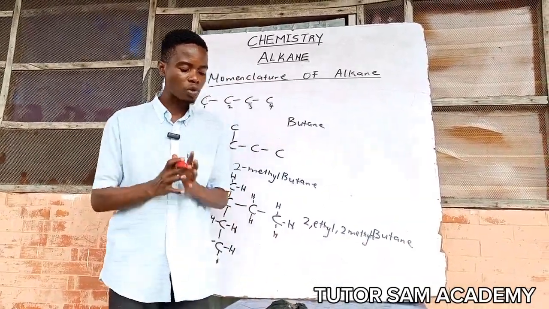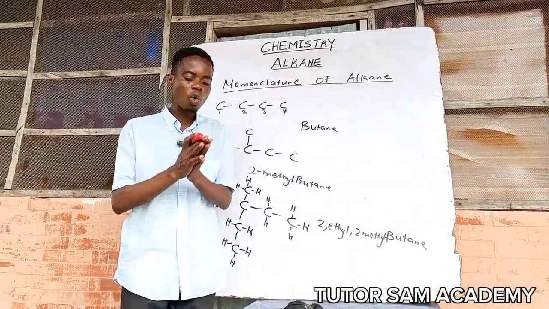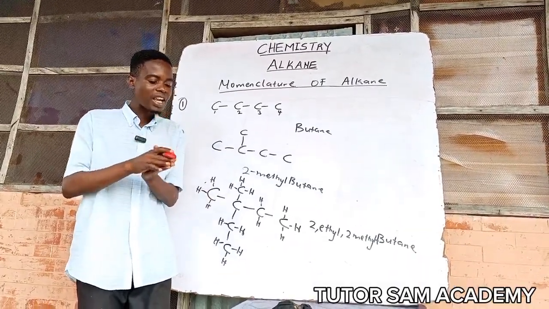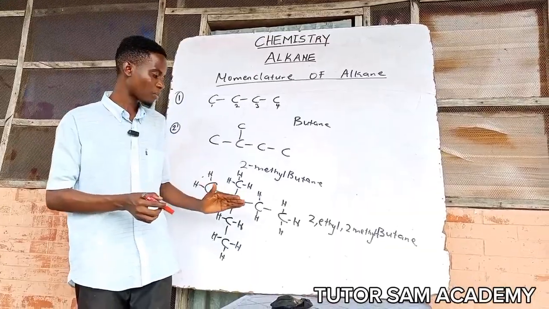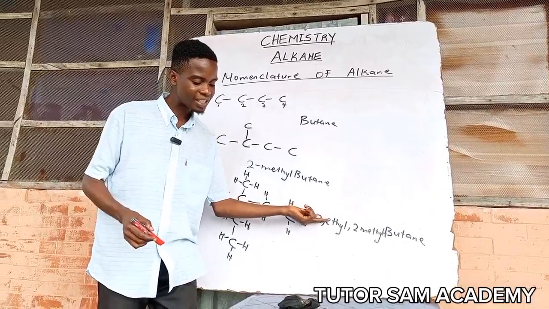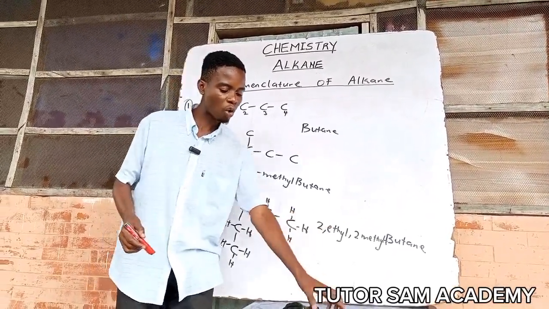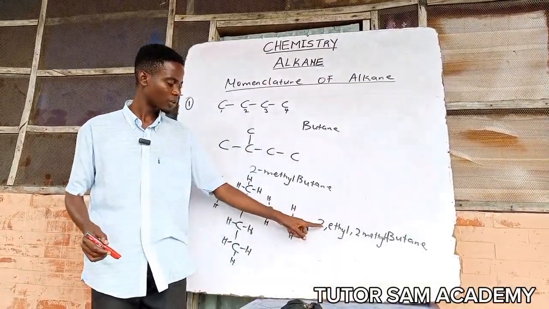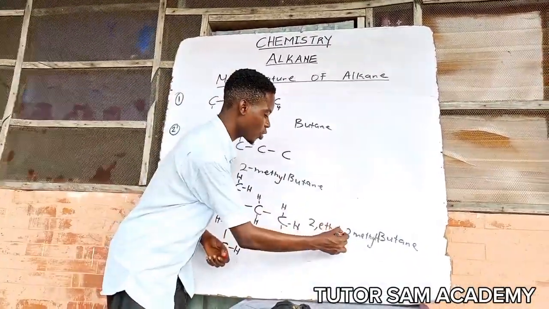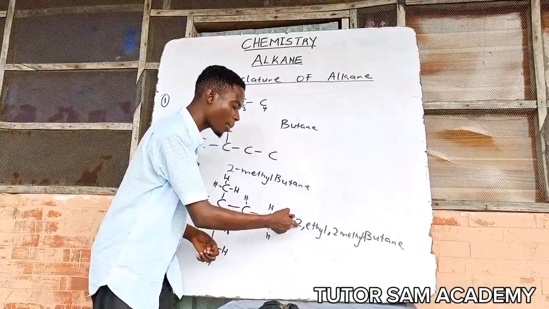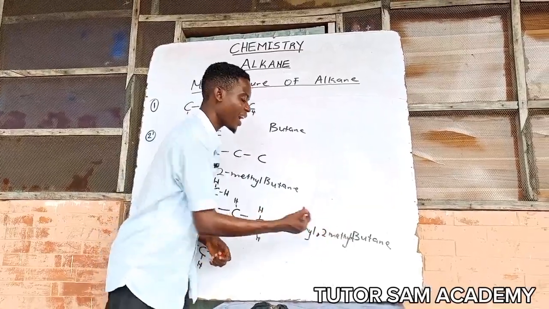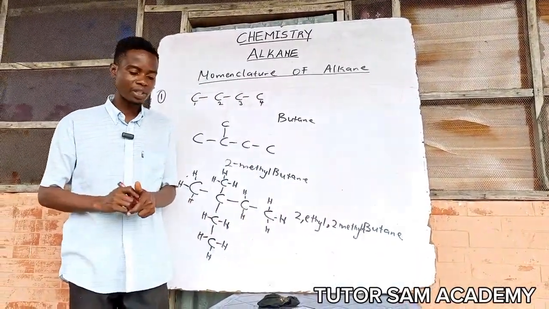The next thing you can also take note of in naming is that if substituents occur more than once on the parent carbon chain, their position numbers are separated by a comma. If it occurs more than once on the parent carbon, you separate them by this comma. You can see I separate my carbon numbers by commas, then the number from the substituent by a hyphen. So that is how you name alkanes.